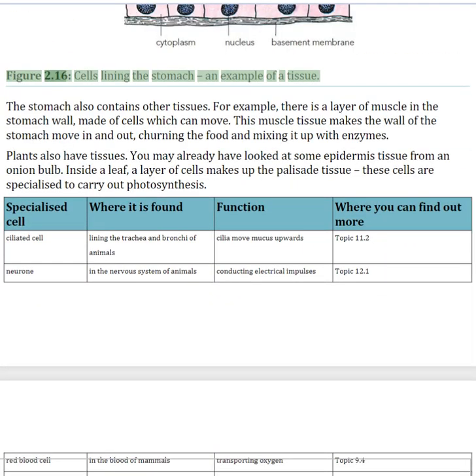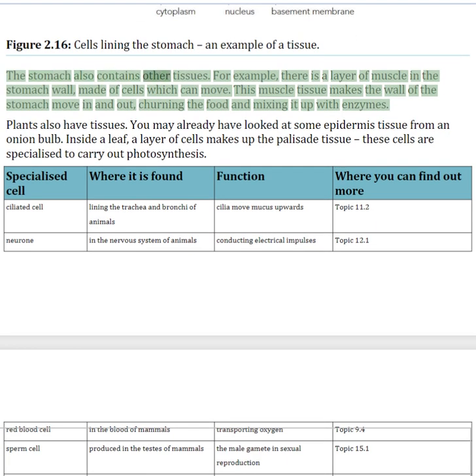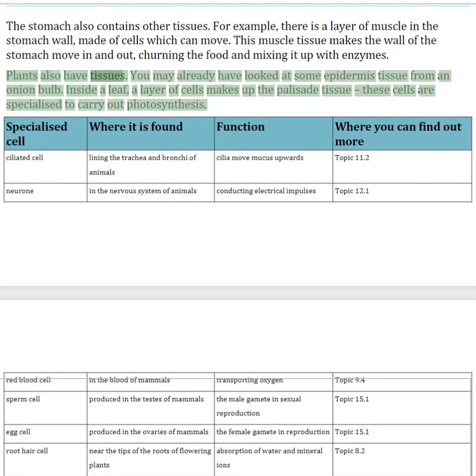Figure 2.16. Cells lining the stomach, an example of a tissue. The stomach also contains other tissues. For example, there is a layer of muscle in the stomach wall, made of cells which can move. This muscle tissue makes the wall of the stomach move in and out, churning the food and mixing it up with enzymes. Plants also have tissues.